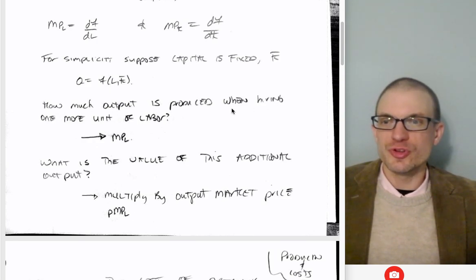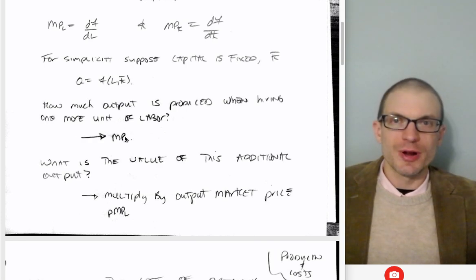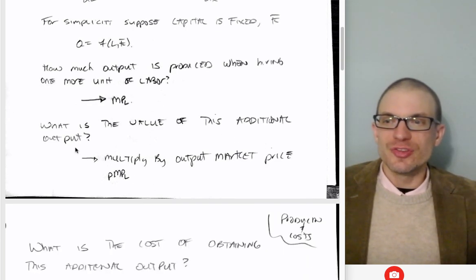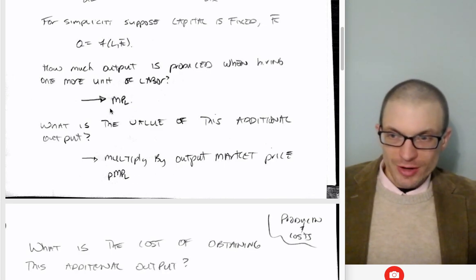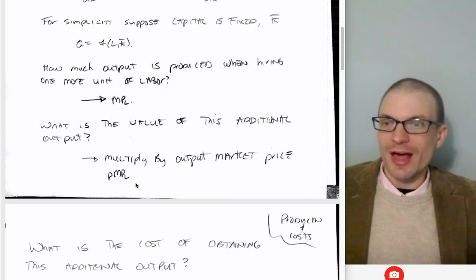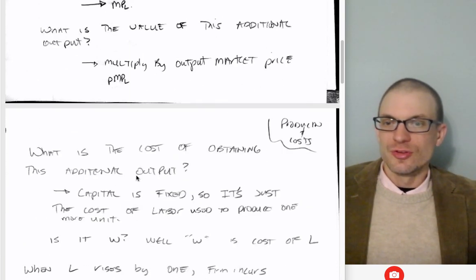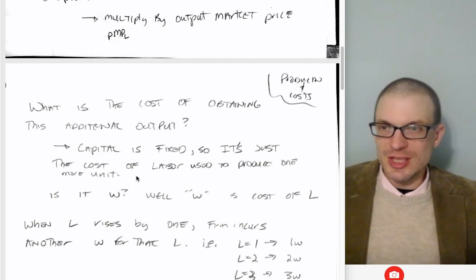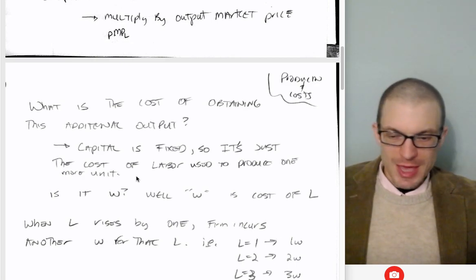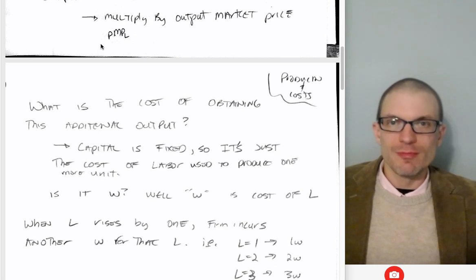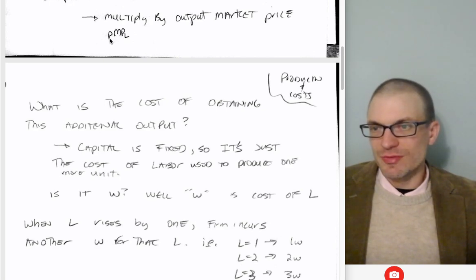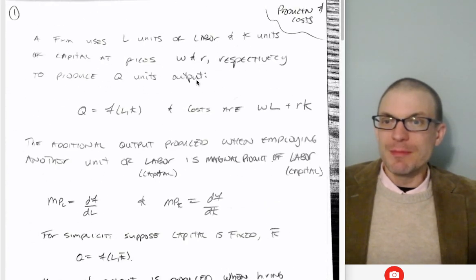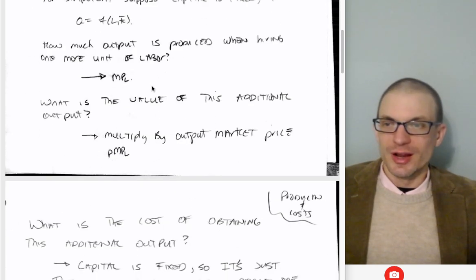So how much output is produced when hiring one more unit of labor? That's a marginal product of labor question. What's the value of this additional output? That's a marginal revenue product question. Let's multiply my marginal product of labor by the market price. That gives me the value of the marginal product of labor. If I use one additional worker hour or one additional machine, it's going to increase my output. That's my MPL or MPK. Then the value of that output is found by multiplying by the market price of the output. Remember, the prices of the inputs were W, the wage, and R.